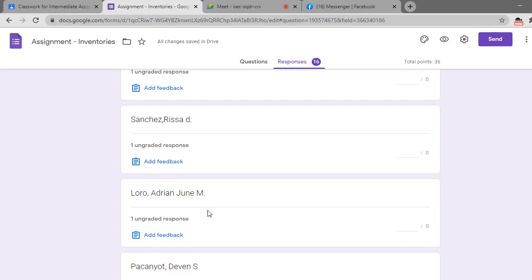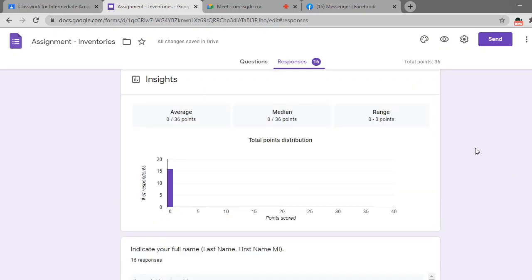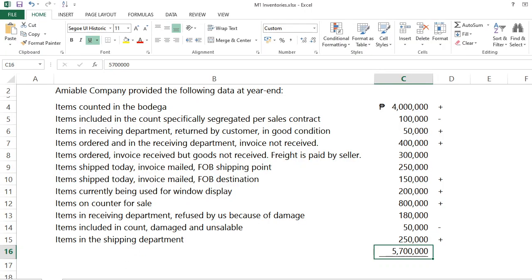Ano ba? Ito na lang. Hindi naman makikita kung sinong nag-answer ng specific. But, ayan, that's only 4 out of 16 who submitted outputs. Only 4 got the correct answer. Not bad. At least you learned.